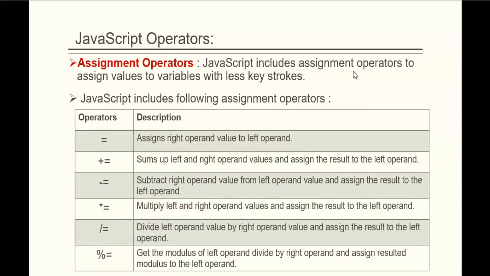JavaScript includes assignment operators to assign values to variables with fewer keystrokes. You have to understand this sentence very clearly: assign values to variables with fewer keystrokes. Suppose you want to assign a value to a variable, the work can be reduced with the help of the assignment operators. Below is a list of assignment operators. We're going to learn the advantage of using these assignment operators right now.